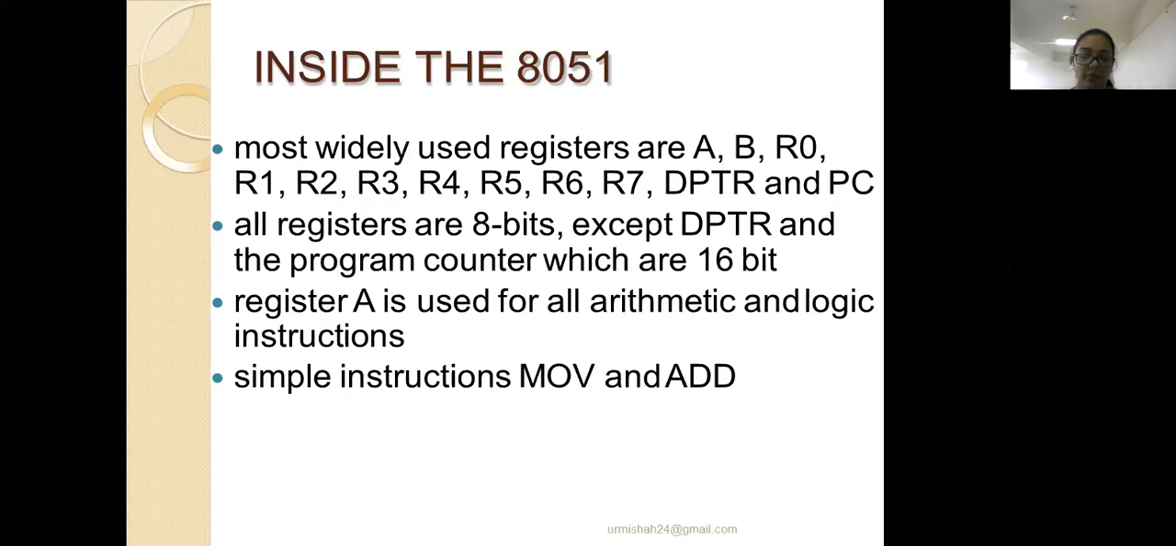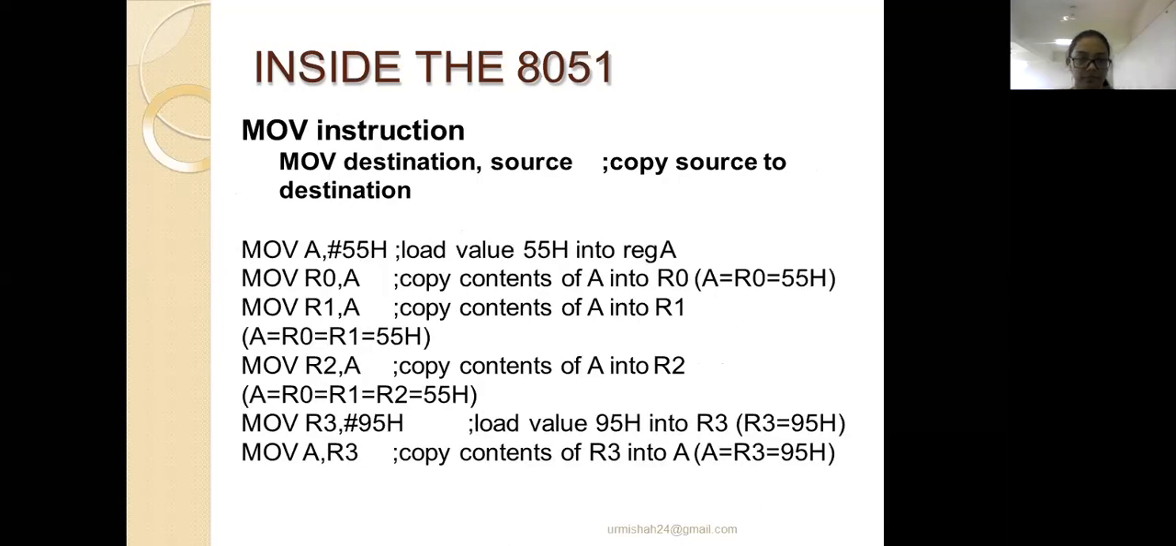So whenever you are performing any ALU related operation, register A will be used by default for storing the data after that specific operation or instruction. Let's see some simple instructions, that is the move and add instructions. Now this is the format of the move instruction. MOV is the mnemonic of the move instruction. If you want to copy some data from any source register to a destination register, you will use the move instruction.